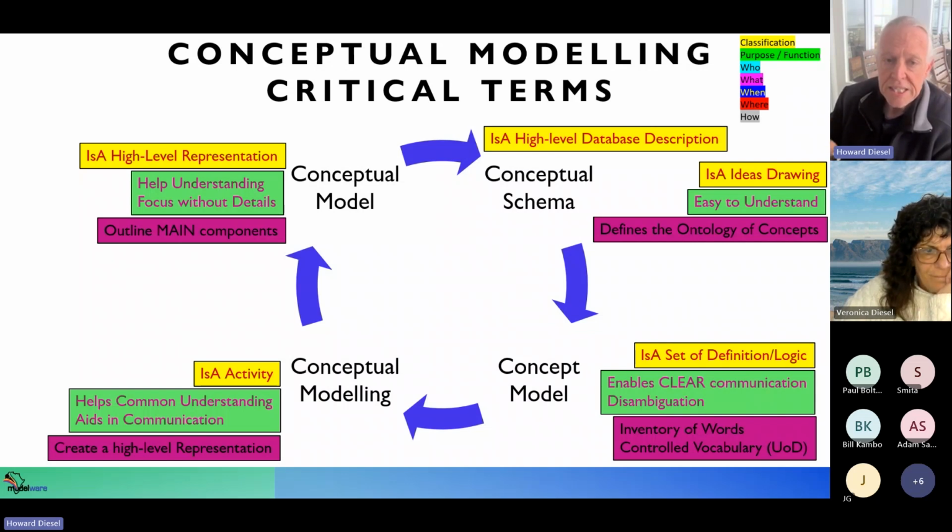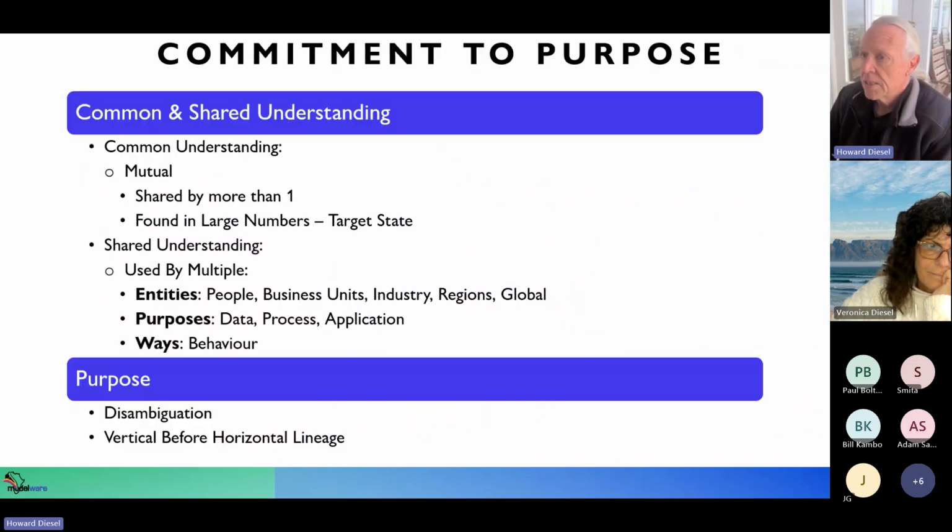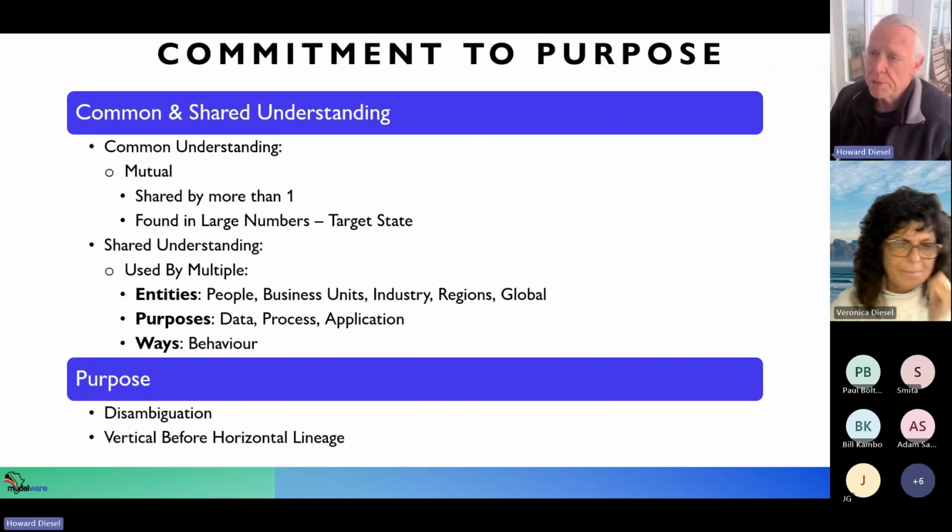And he then had the desire. So you'd see that transformation from no awareness to awareness, and then the desire. That's the way we need to do it. We need to be able to explain what the critical terms are and what it's all about. Once you've got that, then we need to talk about getting this commitment to purpose.